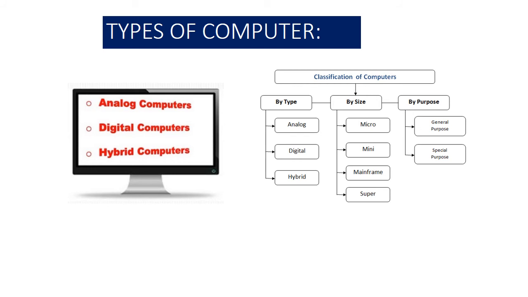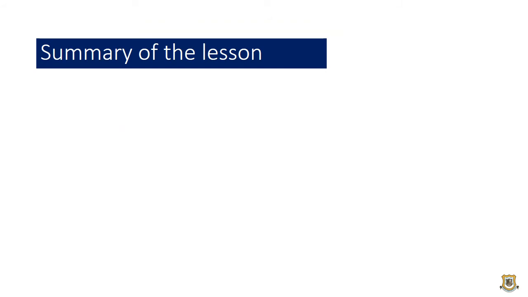For example, with your wall clock, you will see that the hands of the minutes and the seconds are going all around clockwise all the time to denote the time. And the hybrid computer has a combination of the analog and the digital. Further classification of the computer is what you can see by my right hand side: by type, by size, and by purpose.